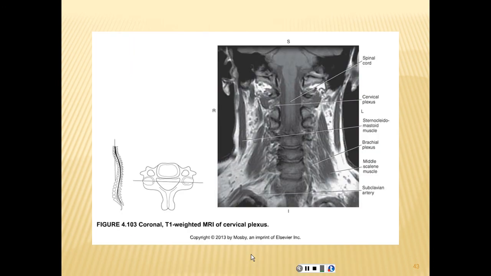T1 weighted MRI of the cervical plexus. The cervical plexus arises from the upper four ventral rami of C1 through C4 to innervate the neck, lower part of the face and ear, the side of the scalp, and the upper thoracic area. The major motor branch of this plexus is the phrenic nerve, which is formed by the branches of C3, C4, and upper division of C5.